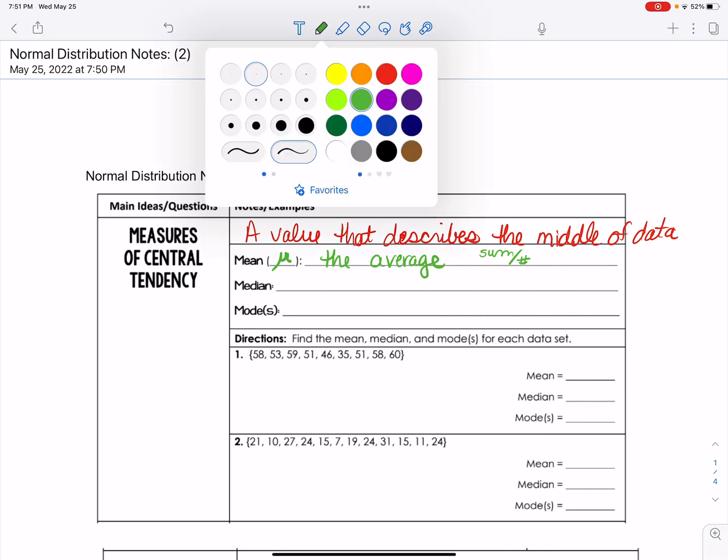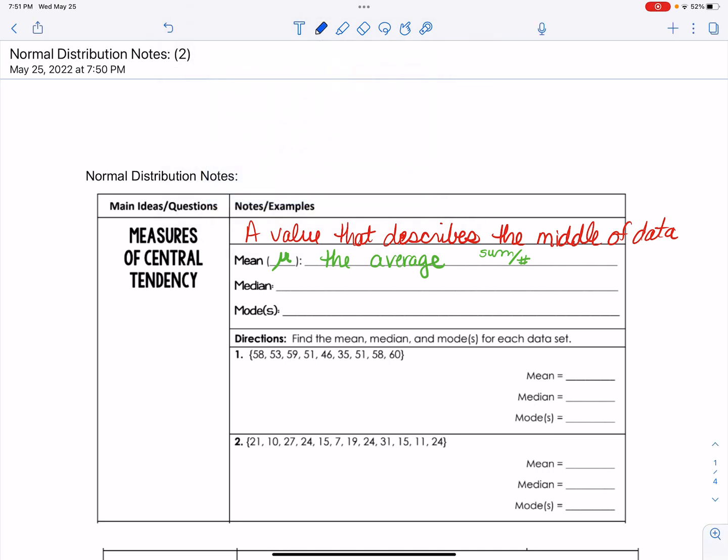Then you have the median, which means you're going to put them in order. That's the big thing. They got to be in order, and you're going to count to the middle. So it's the middle value. And then finally, you're going to have the mode, and the mode is the most repeated value.